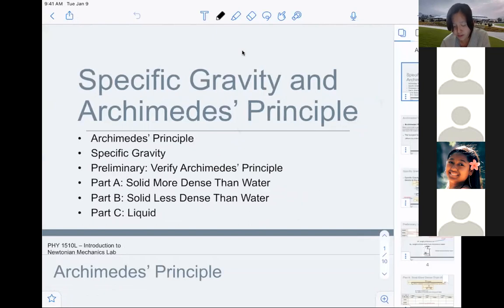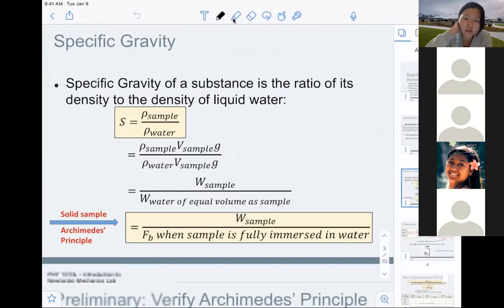So let's start with the definition for specific gravity, and we will also go over our pre-lab while we're talking about that. The specific gravity is simply a ratio. You use the density of the object divided by the density of the water, and that gives you a number. If this object is 8 times more dense than water, then the density of the object divided by the density of water gives you simply a ratio of 8. That's it. That's the specific gravity.